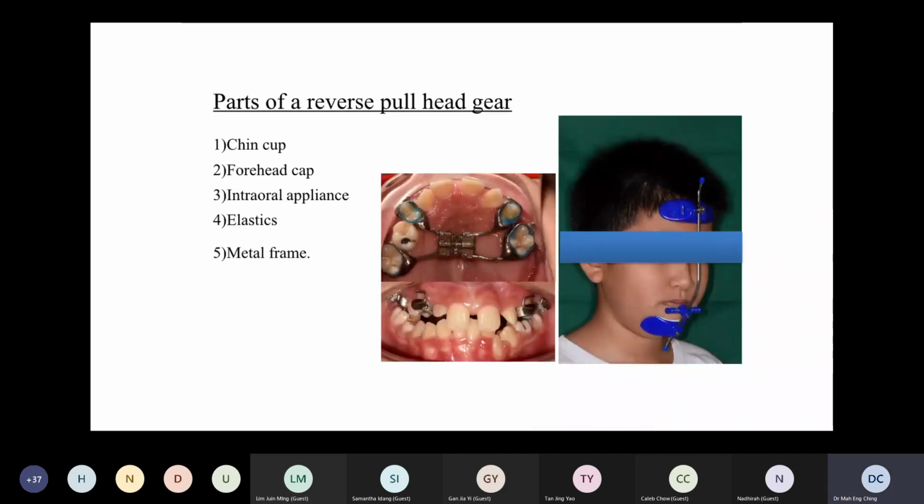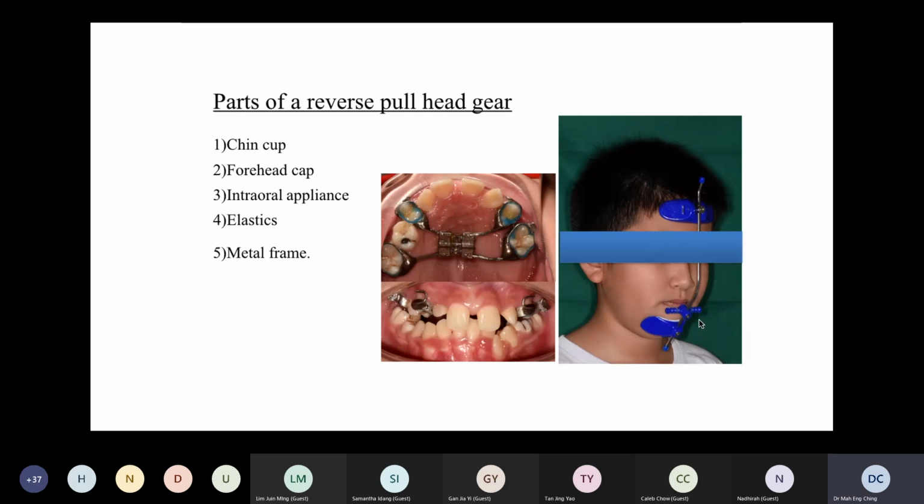So this one is the same, just a clinical picture showing the chin cup, then the forehead cap, then the intraoral appliance. RME, this one is a rapid maxillary expander. They have the rubber band attaching the intraoral to the extraoral. Then we have the metal frame.